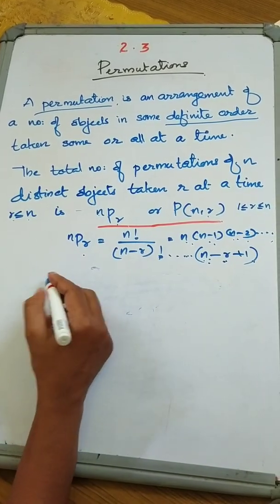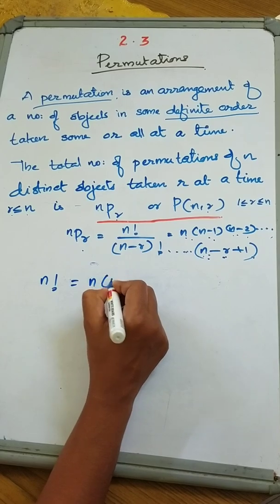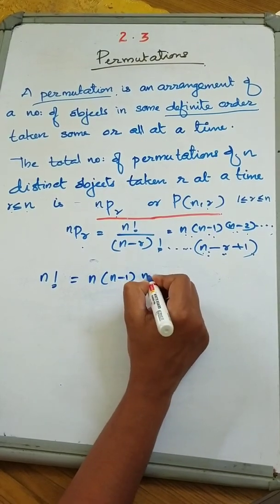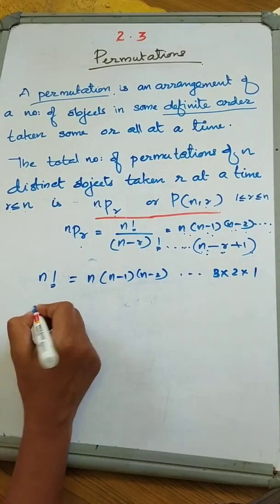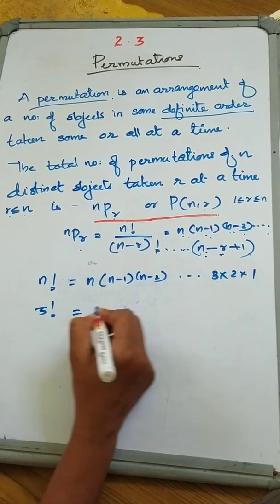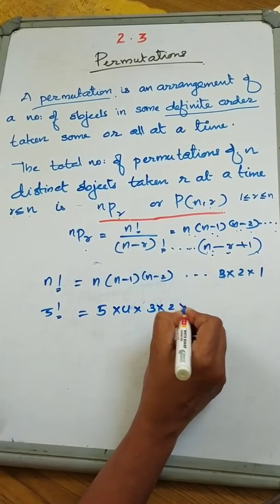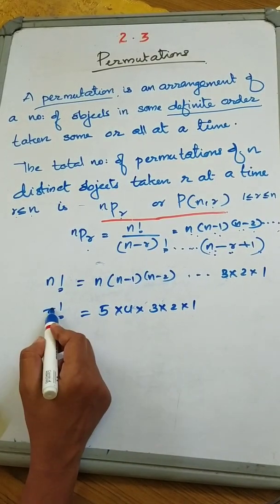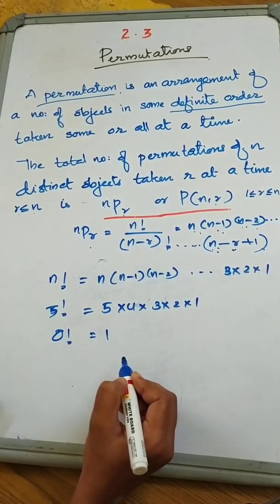This is nPr. I think you know what n factorial is: n into n minus 1 into n minus 2 into etc., 3 into 2 into 1. For example, how will you write 5 factorial? 5 into 4 into 3 into 2 into 1. That is 5 factorial. So n factorial is this one, and the value of 0 factorial is 1.